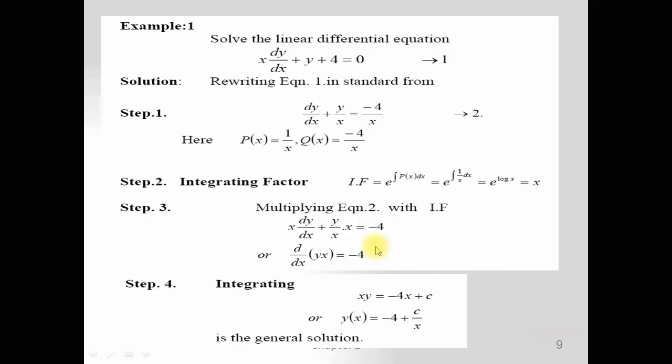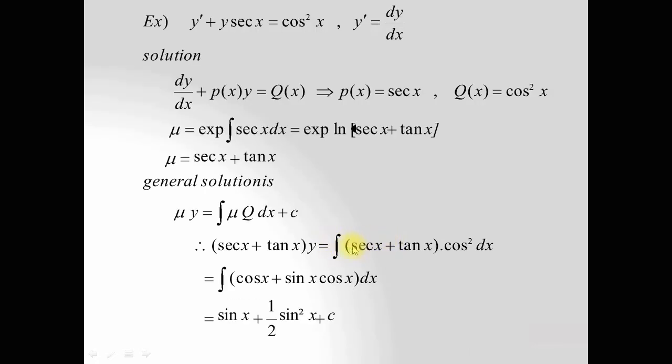Now after simplification, dear students, you know secant means 1 over cos, multiplied by cos square, cos cancels, we obtain cos x. Plus tangent means sine by cos, so cos and cos cancel, we obtain sine x cos x. The integration of cos x is equal to sine x, and the integration of sine function multiplied by cos function is equal to 1 over 2 sine square x plus c. So this is the solution of the given first order linear differential equation.